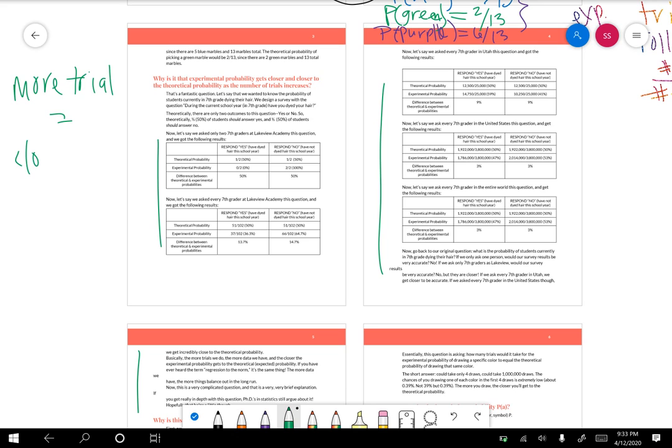equals closer experimental probability to theoretical. So if you've ever heard the term regression to the norm, this is what it means, right?